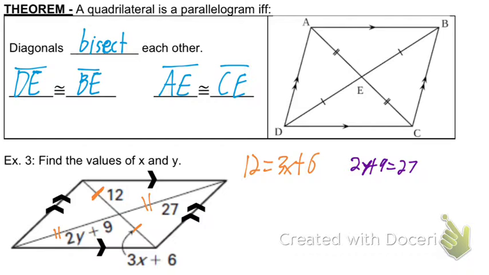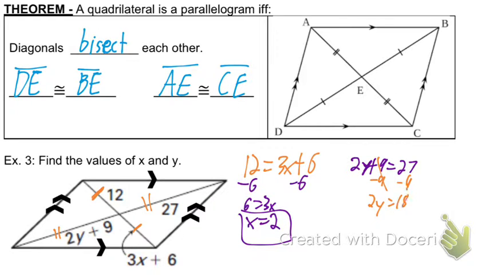Okay, so we solve these equations. First equation, subtract 6. 6 equals 3x. And x is what? 2. Okay, so the next one, we subtract 9. 2y is equal to 18. What does y equal? 9. Questions on that?